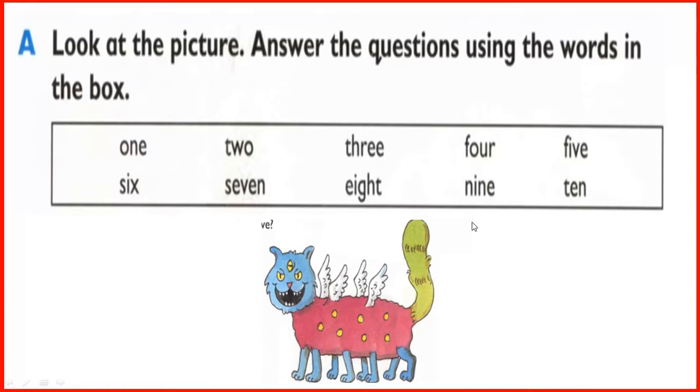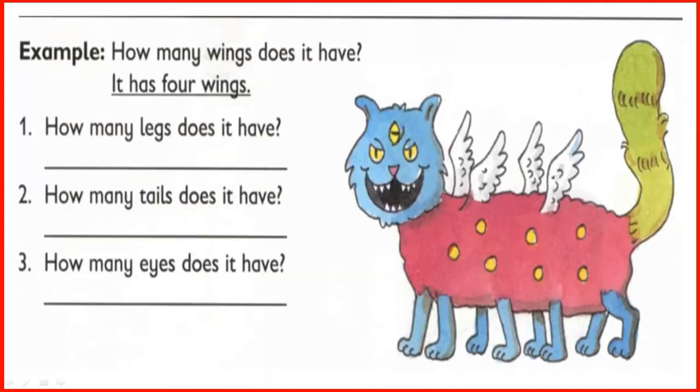Okay, now there are some words given, you can see. Now first we read all these words: 1 2 3 4 5 6 7 8 9 10. Again read 1 2 3 4 5 6 7 8 9 10. Okay, now where is the picture? This is the picture of monster. And where are the words? They are the words. And where are the questions? See the next page. Yes, the one has been done for you.